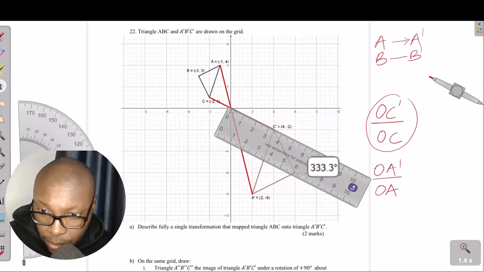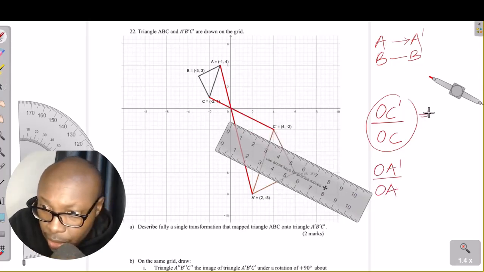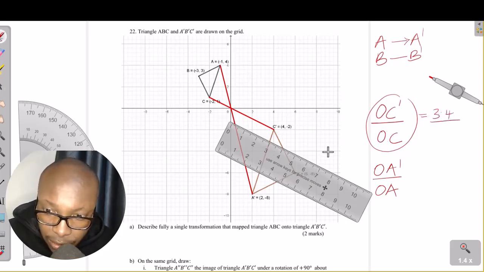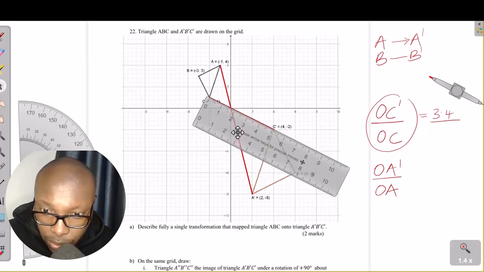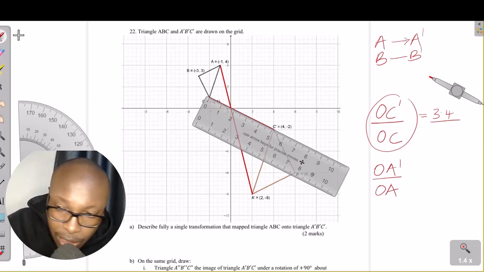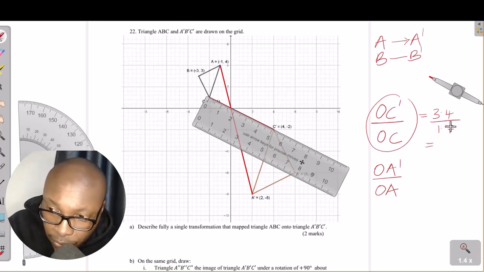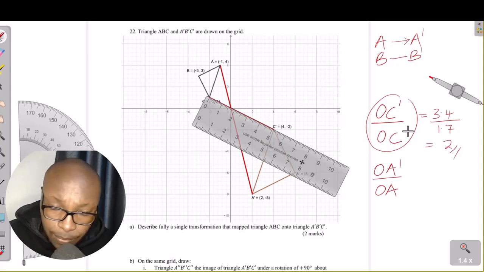So I can see that is 3.4 according to my measurement here. OC prime is 3.4, and then I take the other measurement, OC. So O to C, from this point to this point, I can see that one is 1.7. So divided by 1.7, this gives you 34 divided by 17, which is 2. So that is the scale factor of enlargement.